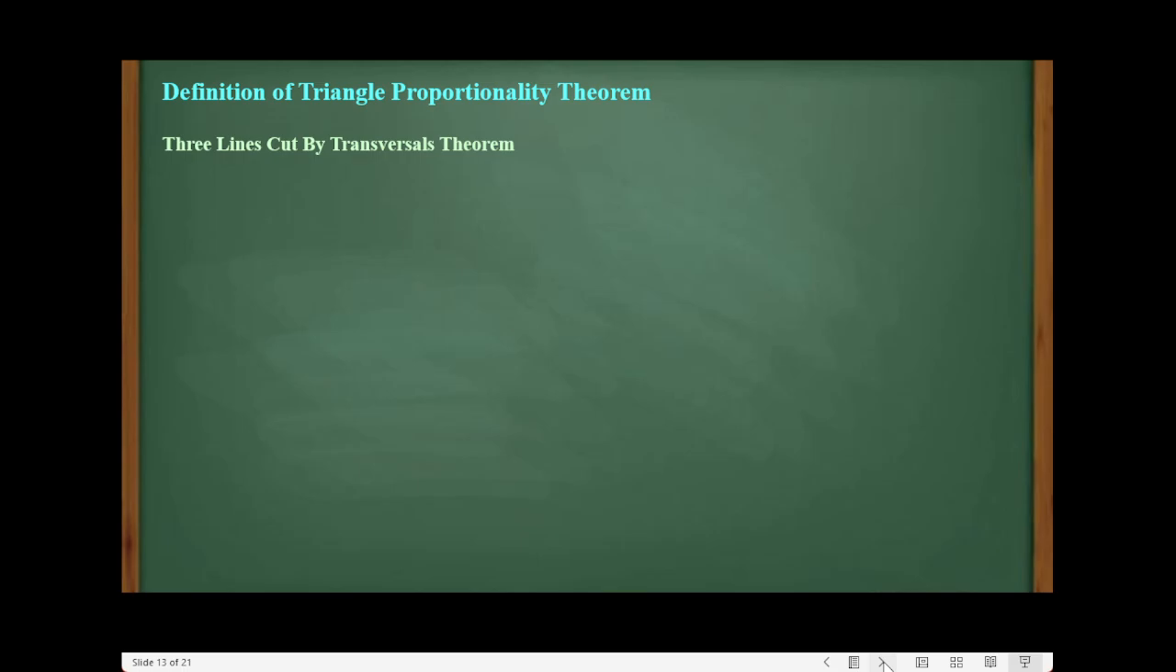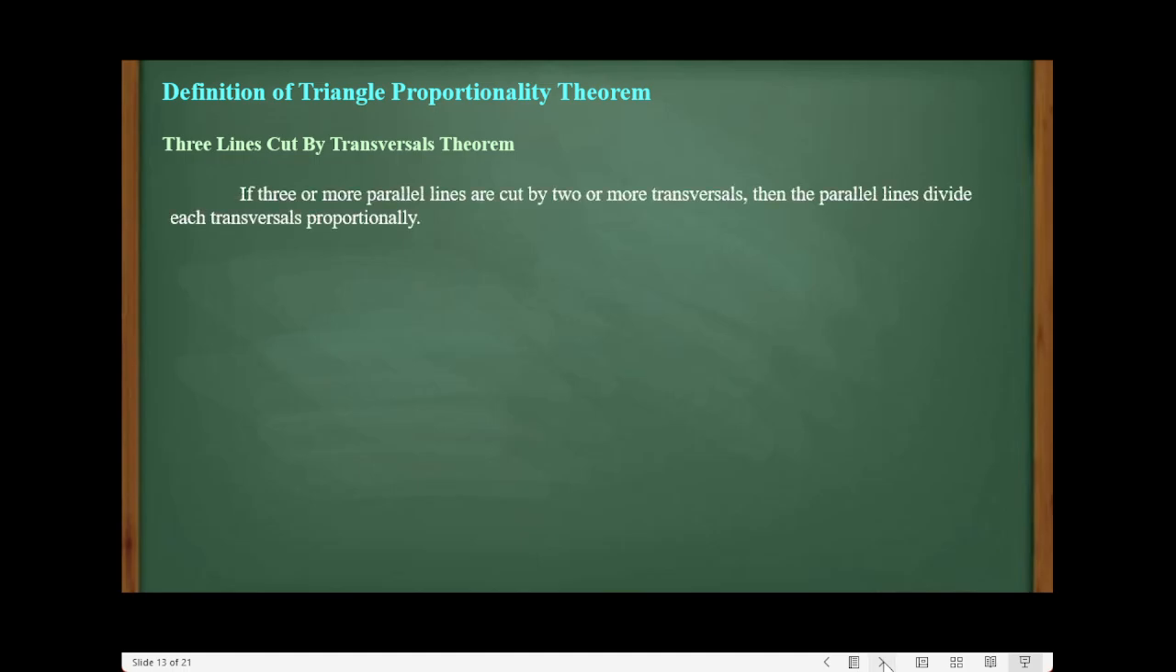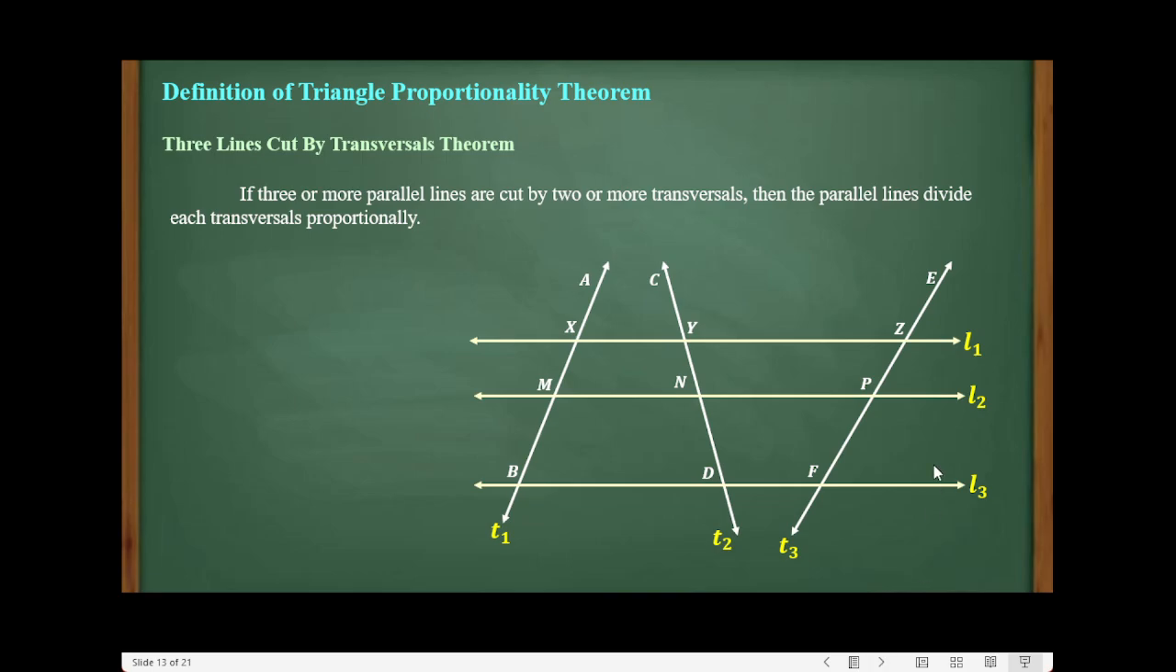Now, what about the three lines cut by transversals theorem? This theorem states that if three or more parallel lines are cut by two or more transversals, then the parallel lines divide each transversal proportionally. So, if we're going to illustrate this theorem, we have this figure. We have three horizontal lines that are parallel to each other, and they cut three transversals. These are T sub 1, T sub 2, and T sub 3.